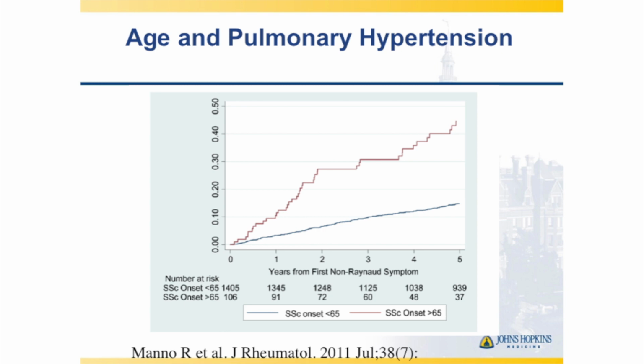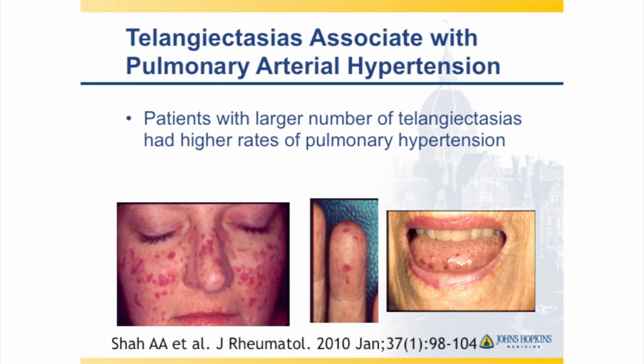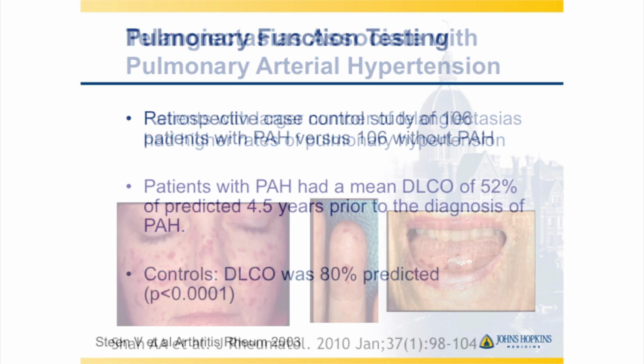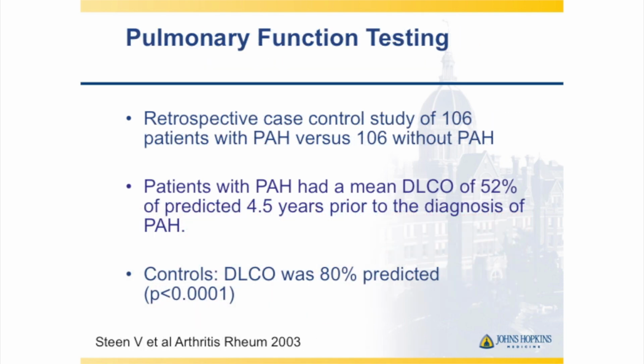This just shows that if you take patients who develop scleroderma at an older age, in this study 65 and older, the risk of pulmonary hypertension goes up faster than if you develop scleroderma at a younger age. And we did a study showing that if you have other blood vessel problems, this is the telangiectasia, the T in the CREST syndrome, patients with larger numbers of telangiectasias have higher rates of pulmonary hypertension, again suggesting that there's this ongoing blood vessel problem that's possibly measurable.